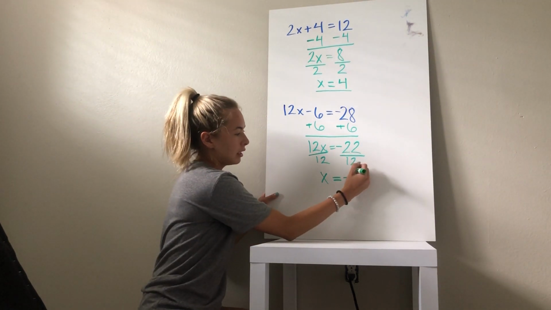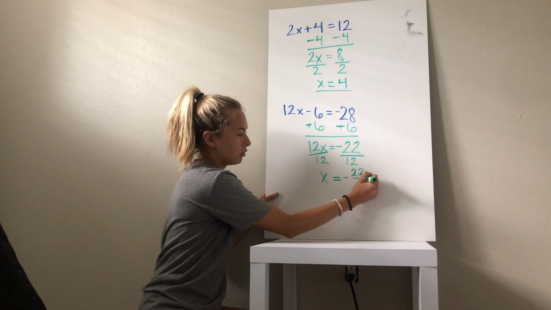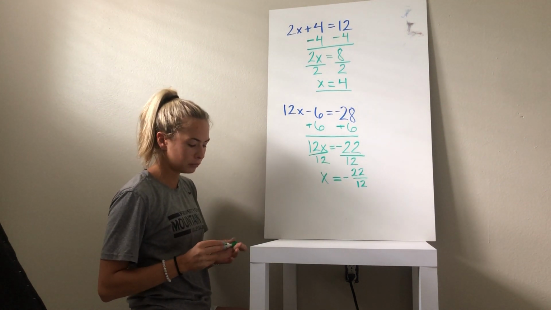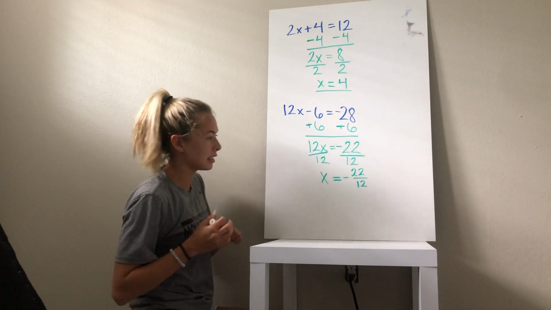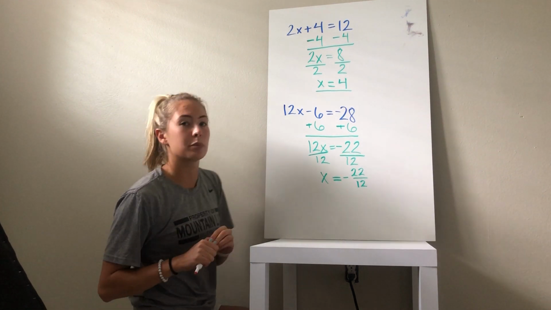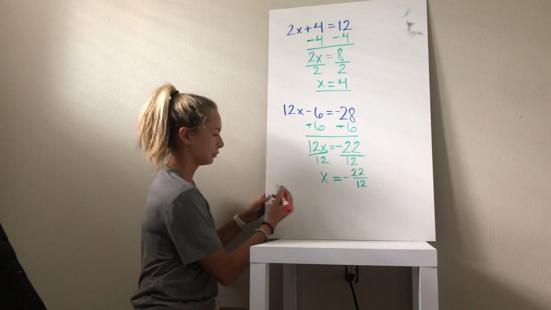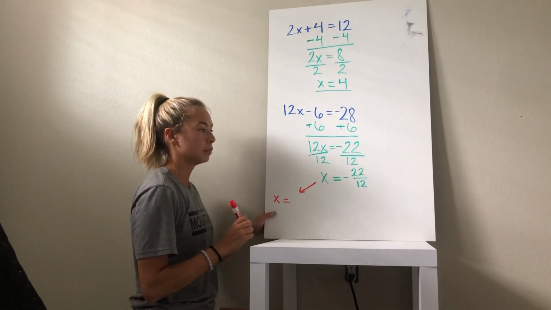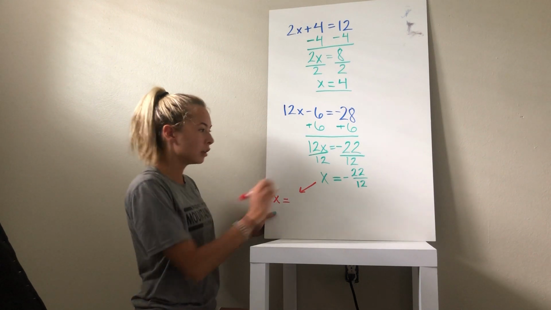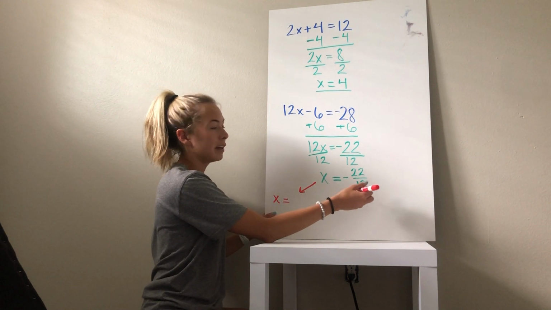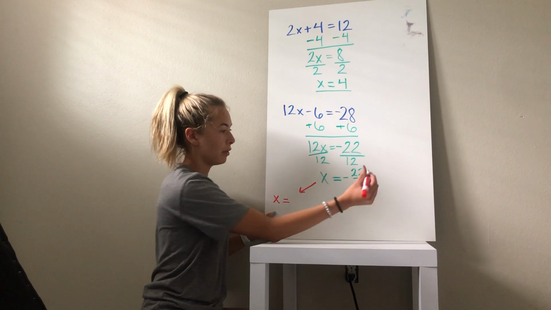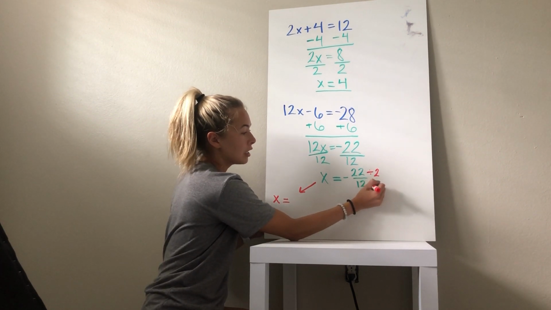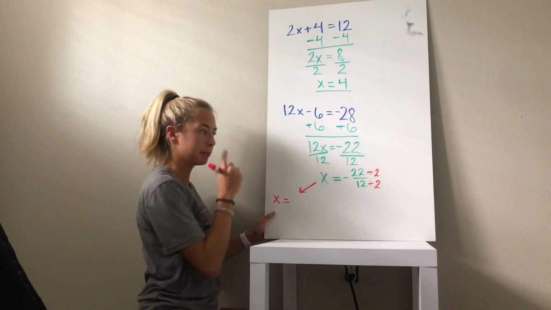And right now I'm just going to leave it as 22 over 12, but we're going to go ahead and simplify that. So I want you guys to figure out what the greatest common factor is between 22 and 12. Well, it's 2, right? 2 goes into 22 and 12, and that's the biggest number that does go into both of them. So, like we've done before, you're going to divide each number by that greatest common factor.